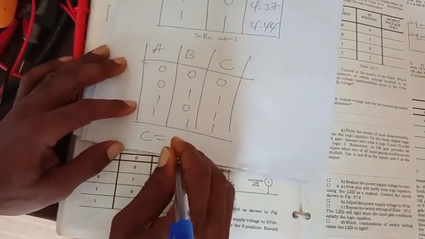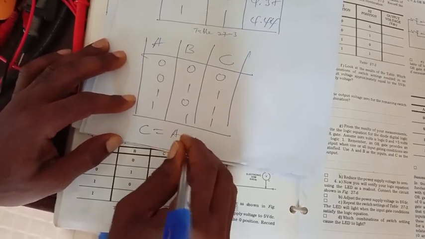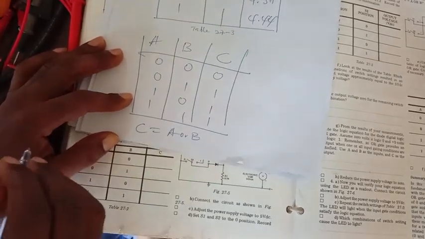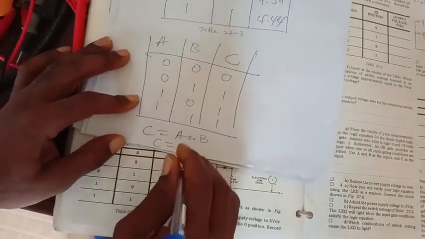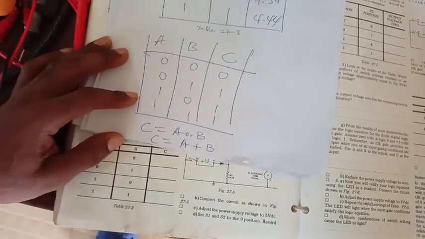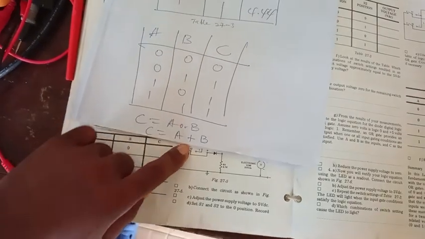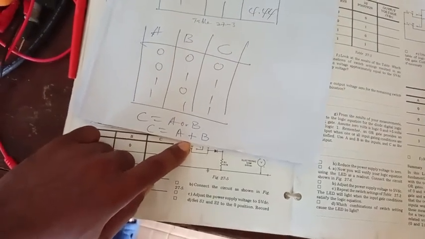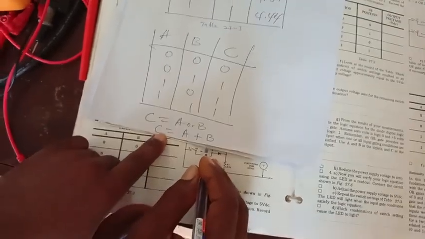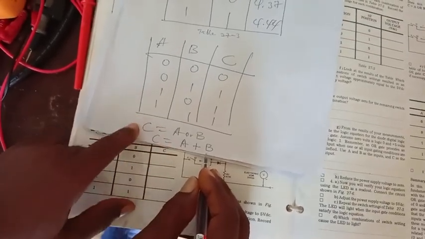So in that case, our C will be equal to A or B. So C equals A plus B. You can remember from probability that when you have OR, you use plus. So OR is plus and AND is times. If any of these gives us output, we are going to have an output. We are not going to have output if neither gives us output. That's what we were asked to do there, and we have done that.